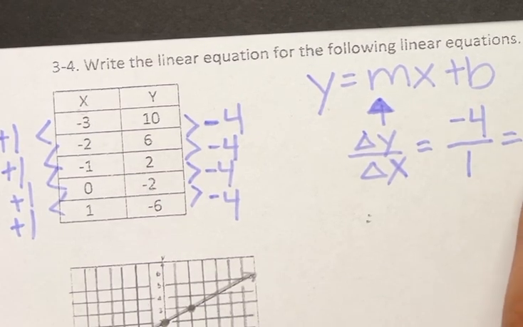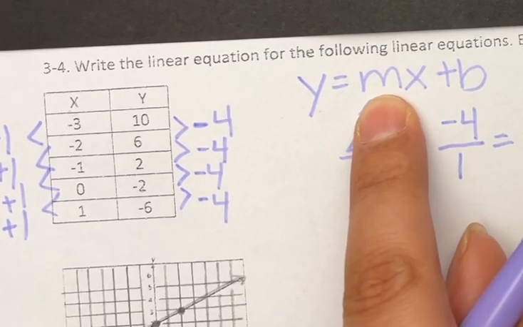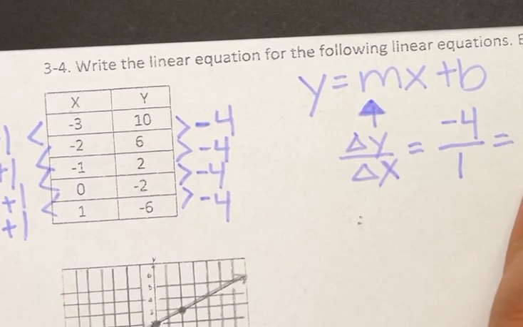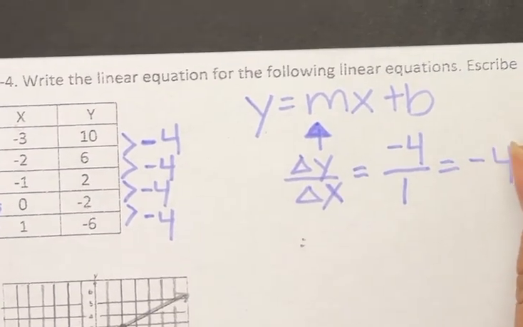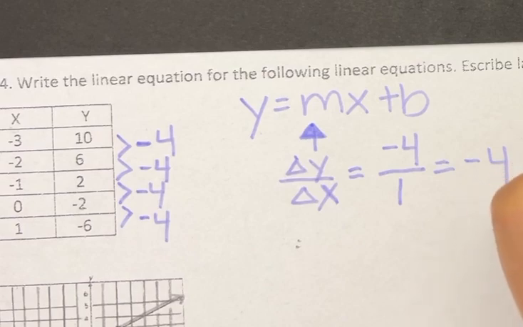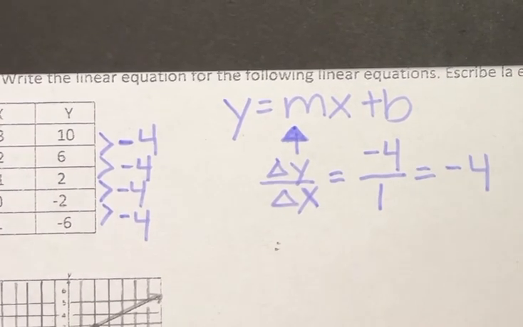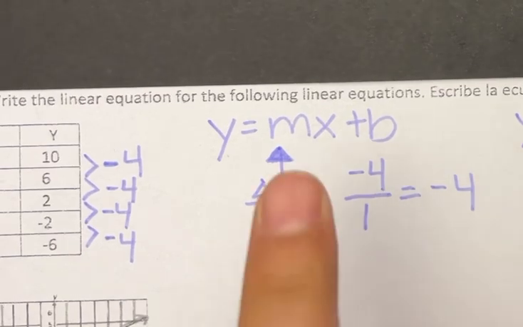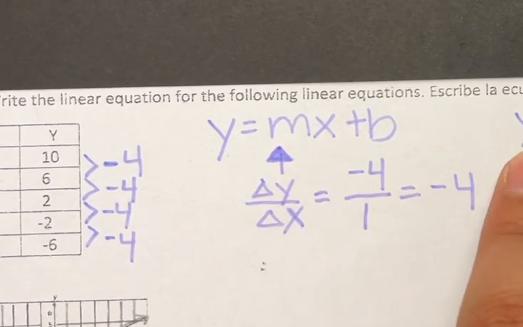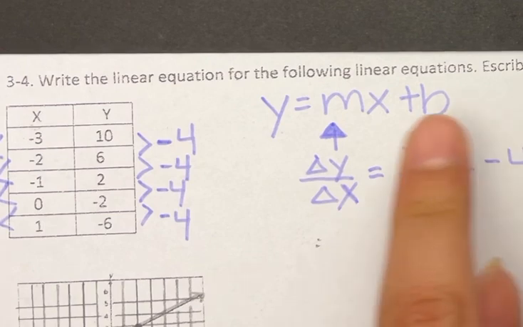And remember, look at it again. What were we finding for? M. ¿Para qué estábamos hallando este? Sería para la M. So it would be Y equals, Y es igual a -4X. Remember, that's my X. And my B value, mi valor de B.